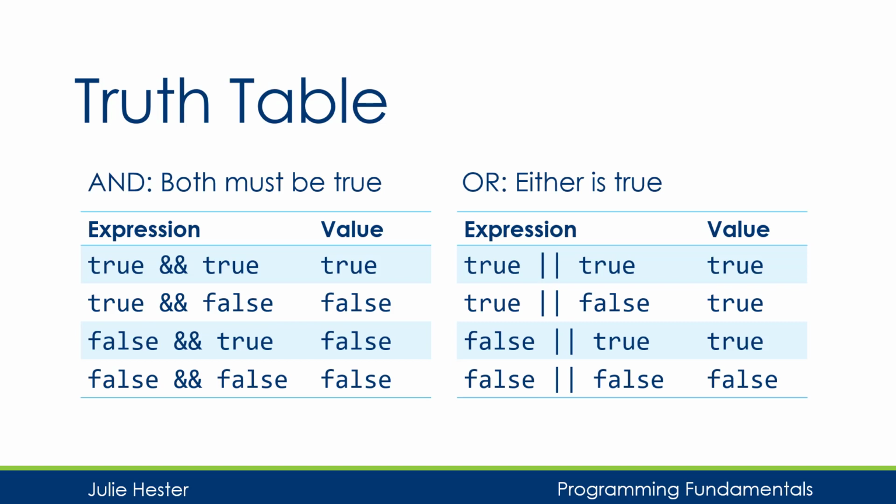The opposite is true for the OR operator. With the OR operator, either side can be true to make the overall expression true. So if I have true or true, true or false, false or true, any of those three expressions is going to have an overall value of true. The only time an OR expression is false is when both sides are false.